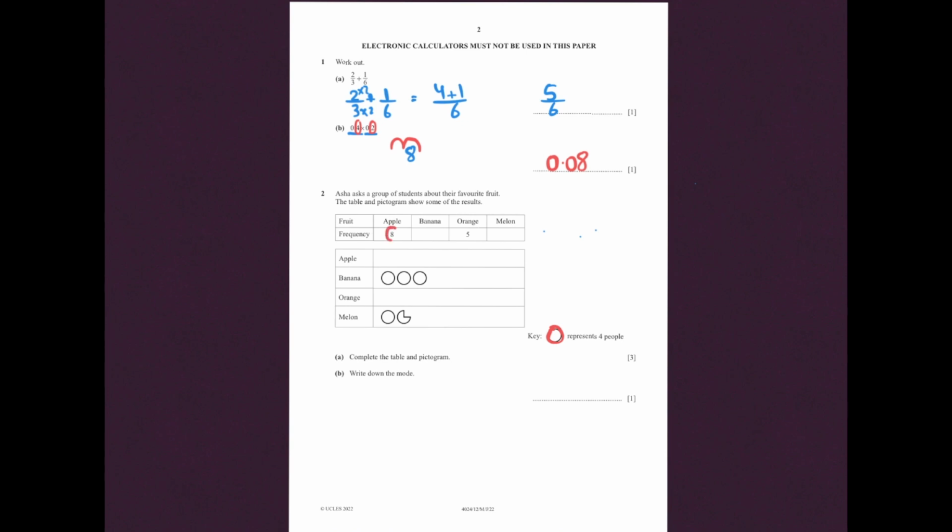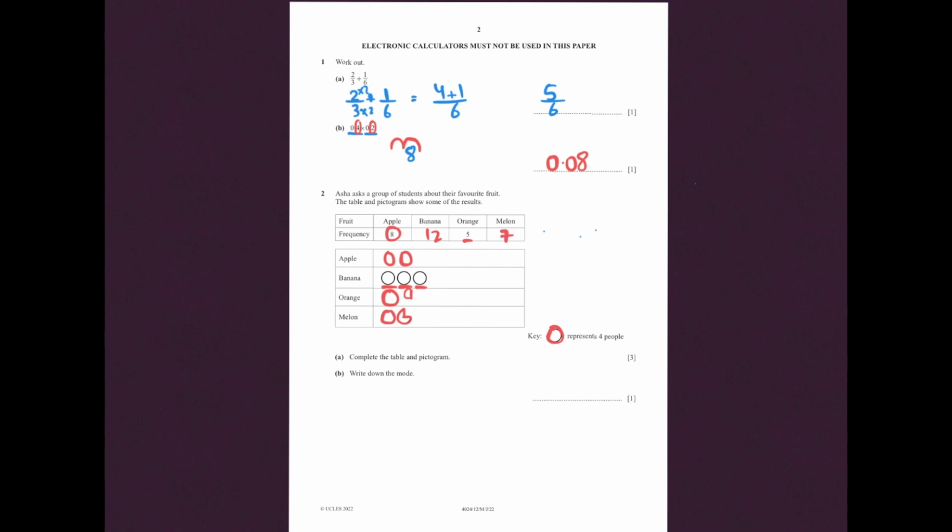Now one circle represents 4 people. How many people were there for apple? 8. So that means 2 circles. How many should be there for banana? 3 circles represent 12 people. Orange had 5 people. That means 1 circle and 1 quadrant. Then for melon, 1 entire circle and then 3 quarters of a circle.